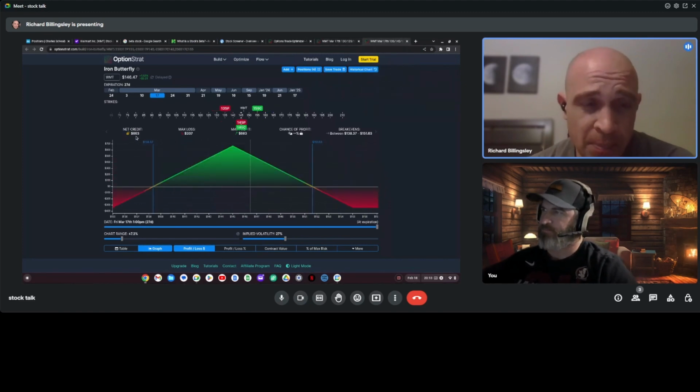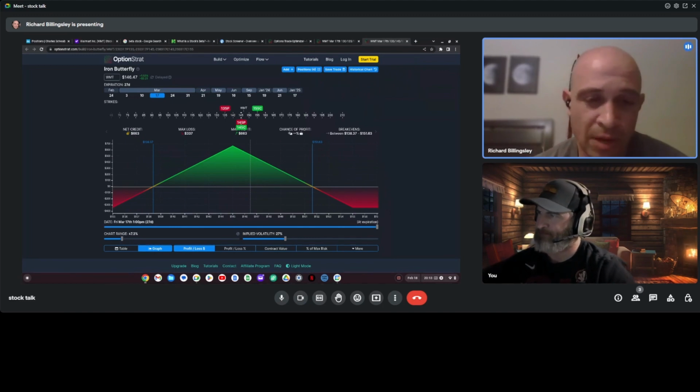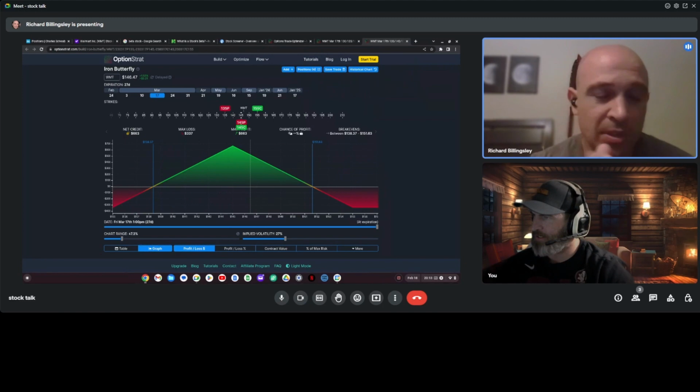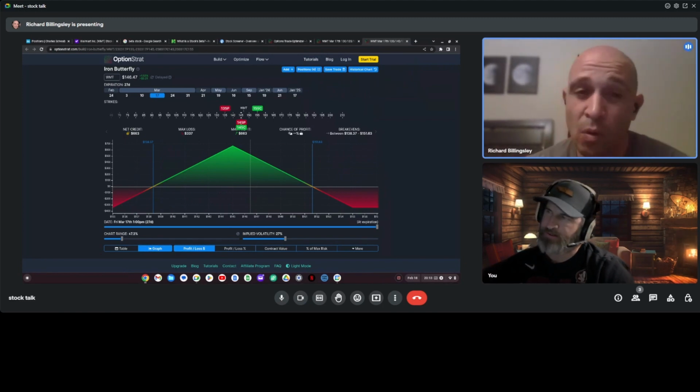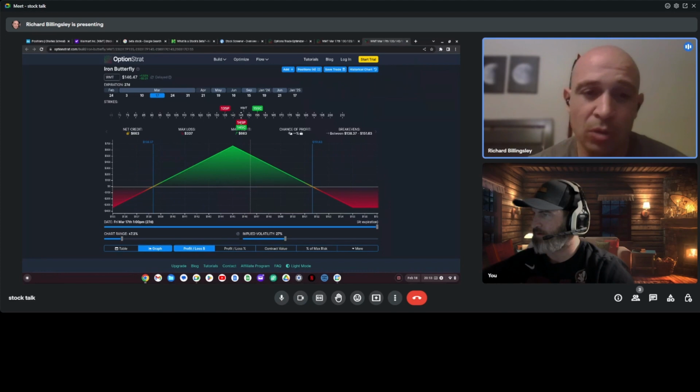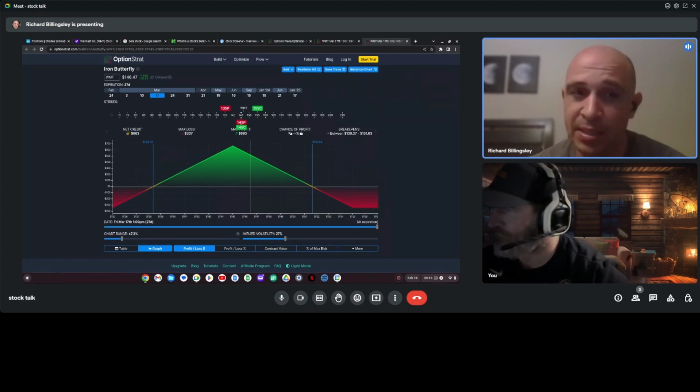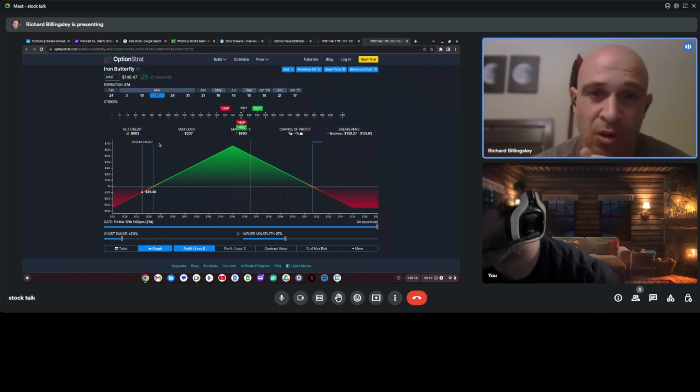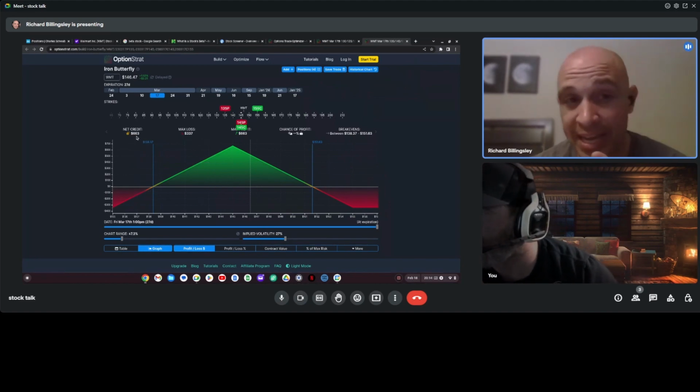So keep in mind the net credit is what it's telling you. Of course, it depends on the actual market where it's at right now. But this is saying 663, and the max loss is 337. So I'm gonna put up $337. That's my max loss, meaning I won't lose more than that. And my credit automatically is 663. So my max gain is 663, and my max loss is 337.